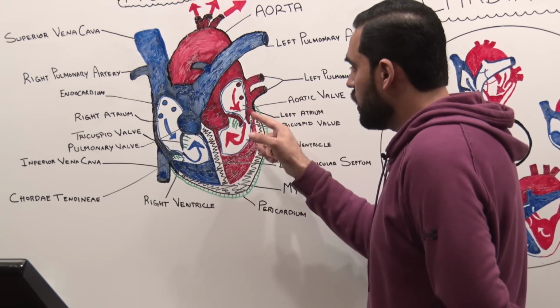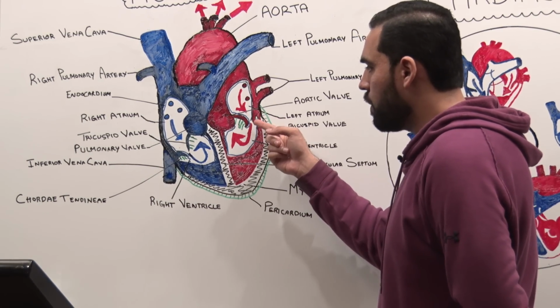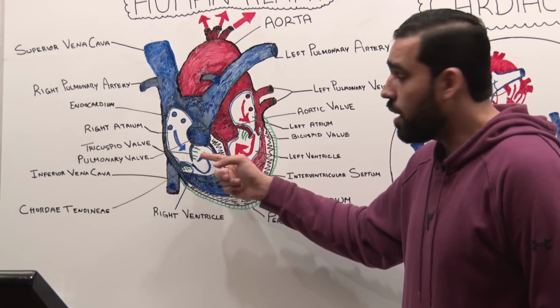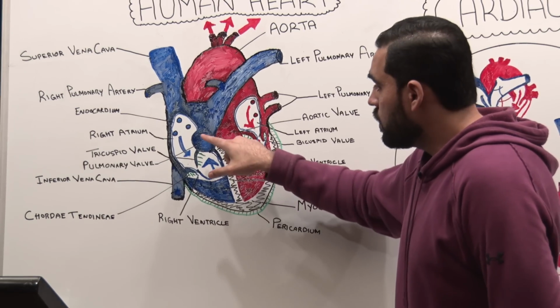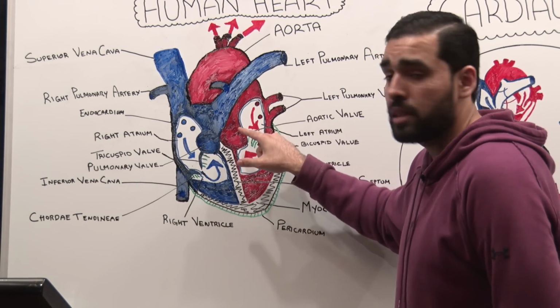Then we have the two valves. This valve is called the mitral valve or the bicuspid valve, and this valve is called the tricuspid valve. Then we have the semilunar valves. In this case, this is the pulmonary valve and this is the aortic valve.